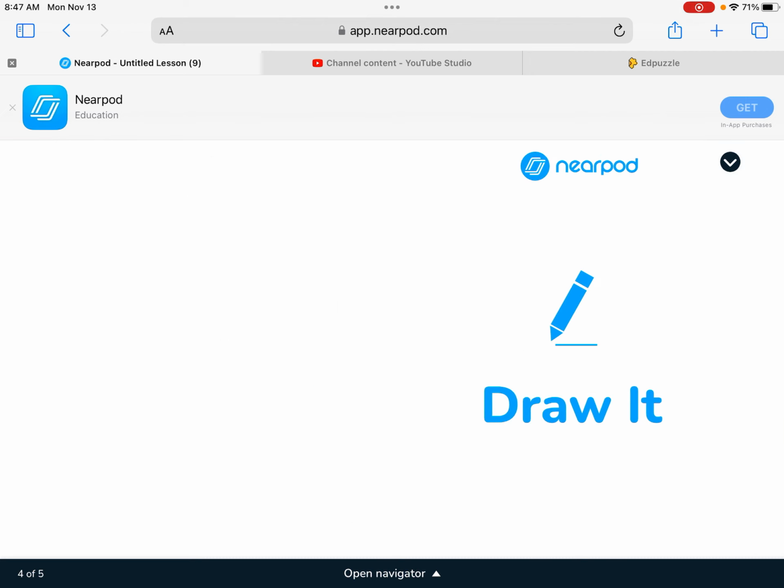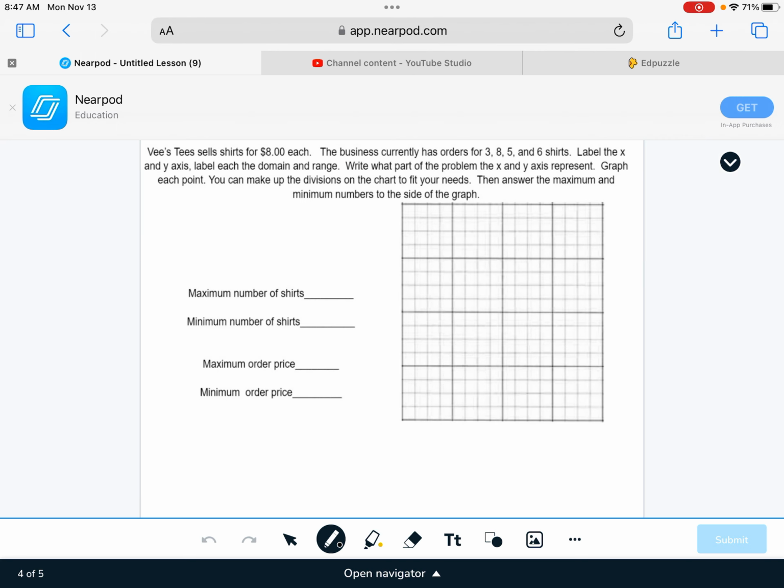Now, on number 2, it says, These Tees sells shirts for $8 each. Hey, we already know about these shirts. You're not going to be able to buy half of one. The business currently has orders for 3, 8, 5, and 6 shirts. Label the X and Y axis. Label each of the axis, the domain and range. Write what part of the problem the X and the Y represent. Graph each point. You can make up the divisions on the chart as you need to. Then answer the maximum and minimum numbers to the side of the graph.